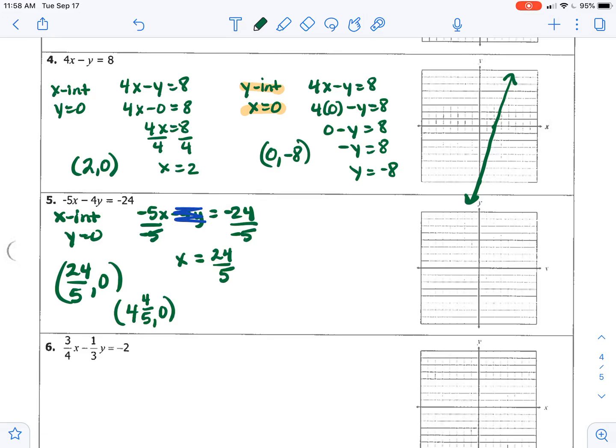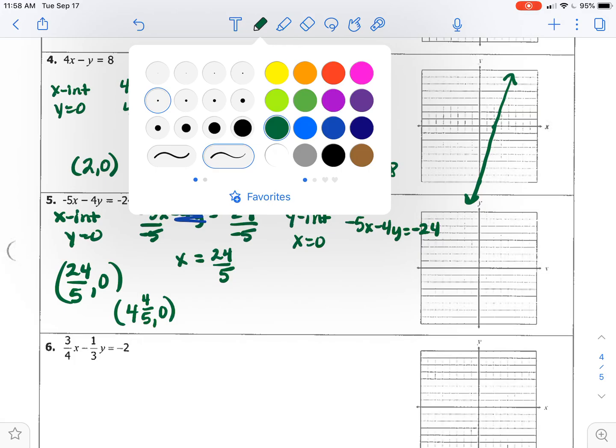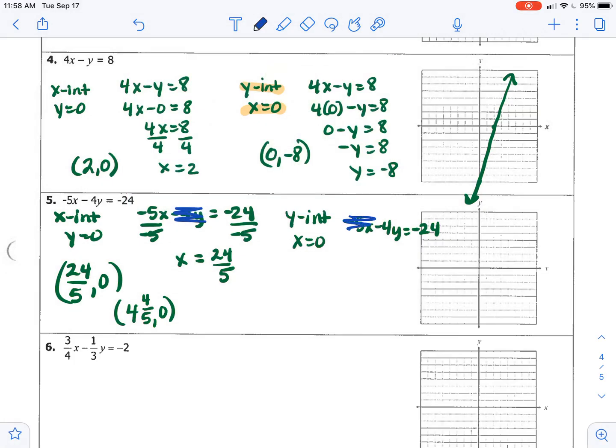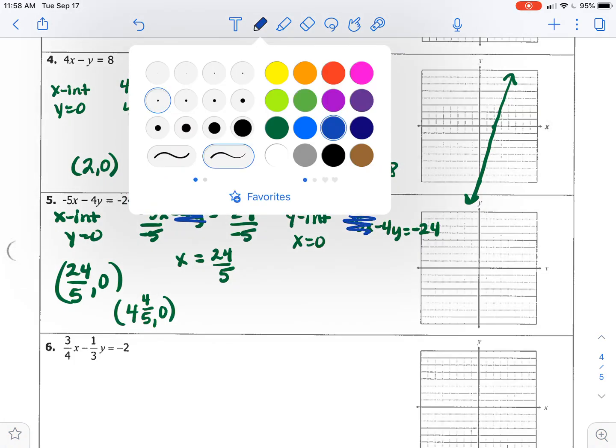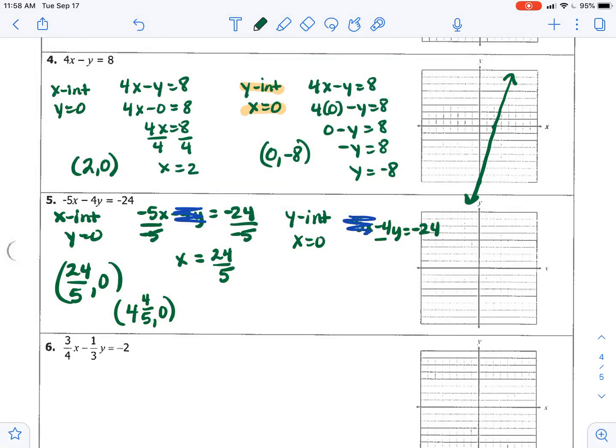Okay? And I'm going to do the same thing for my y-intercept. I'm going to let x equal 0. So in this case, again, when I let x be 0, what's going to happen is this is eliminated out. And so that's all I have left. I'm going to divide by -4, and y equals 6. So my answer here would be (0, 6).